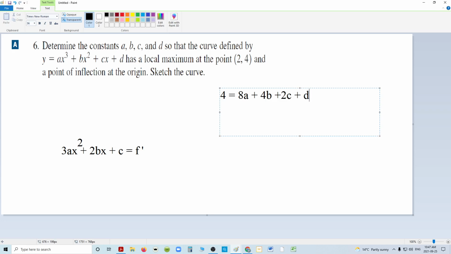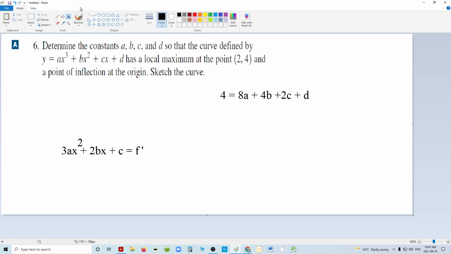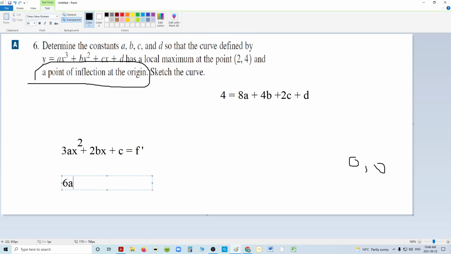We know it's a cubic, right? The graph is a cubic. We know they've given us a max point. It could have a min point. And also, here's an important piece of information, a point of inflection at origin. So that means at (0, 0), the second derivative, so we need to find the second derivative, 6ax plus 2b is equal to the second derivative.